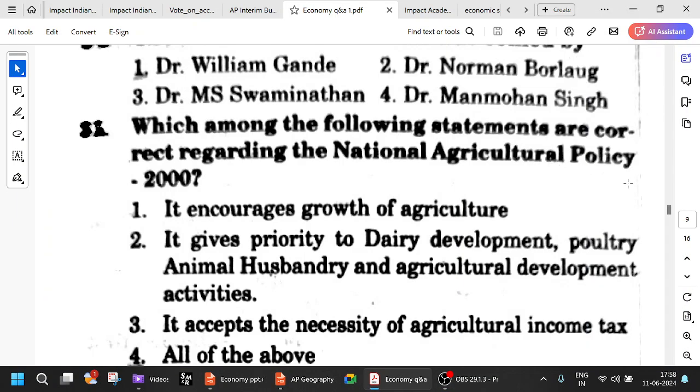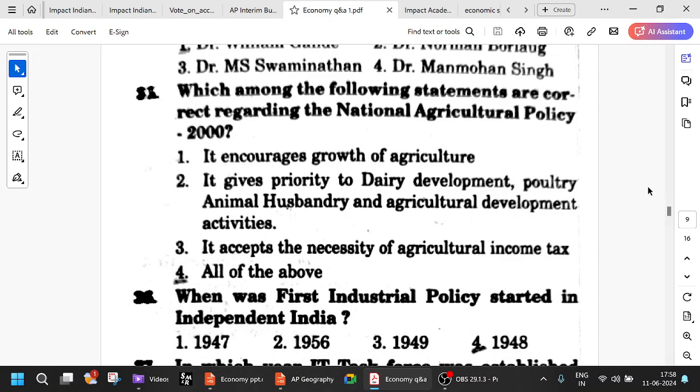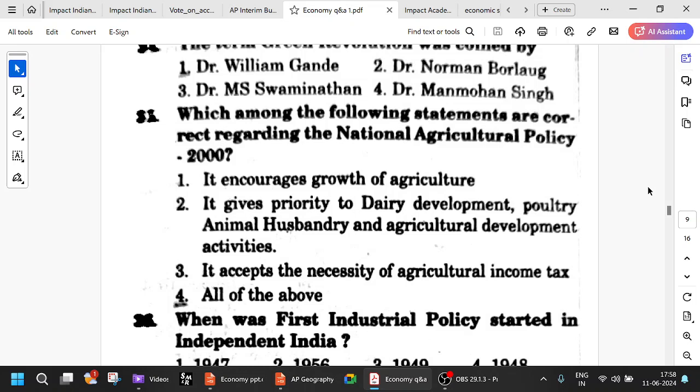So, which among the following statements are correct regarding the National Agricultural Policy 2000? 2000 is long back, so you need not go through all the policies. But if you observe the recent exams, they are not only asking the last 2-3 years of current affairs. They are also asking about the evolution, starting from independence 1947. So anything can be asked, any policy, 2000, 2002, such things are also being asked. But as a student, you may not be able to go through all that. Just have a general idea. You need not remember specific numbers, details, etc.